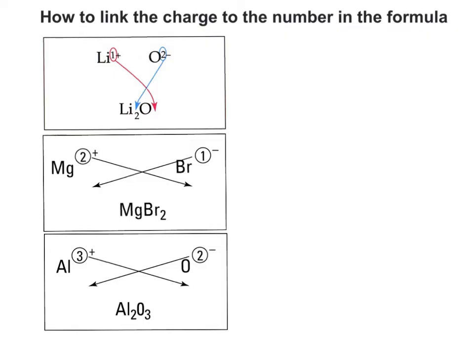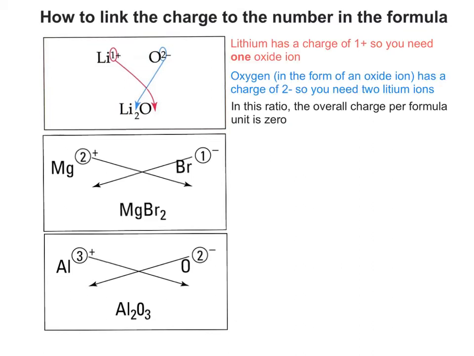So let's have a look at the Crisscross Method, see if we can practice it a little bit, and then we can have a go at some. Lithium has a charge of 1+, so you need one oxide ion. And oxygen in the form of an oxide ion has a charge of 2-, so you need 2 lithium ions. So in this ratio, the overall charge per formula unit is 0.